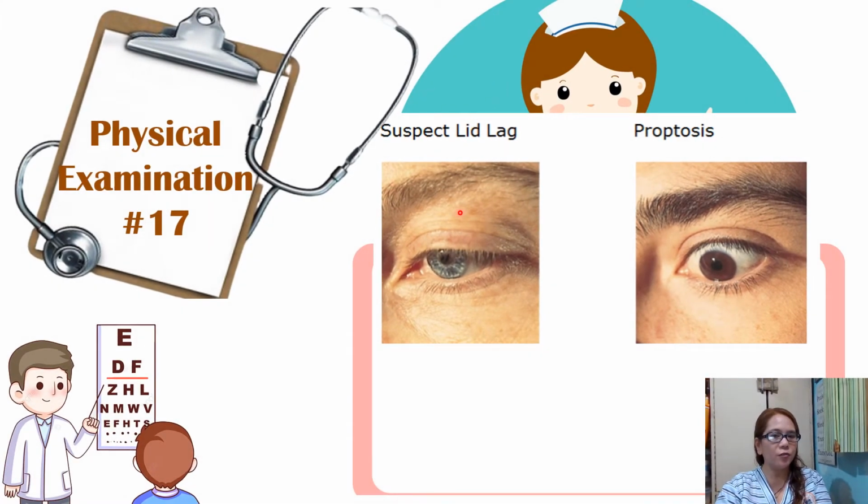So we have to note also for the suspect lid lag. That is common again to those patients who have hyperthyroidism. Same with the proptosis. So this is also known as exophthalmos.